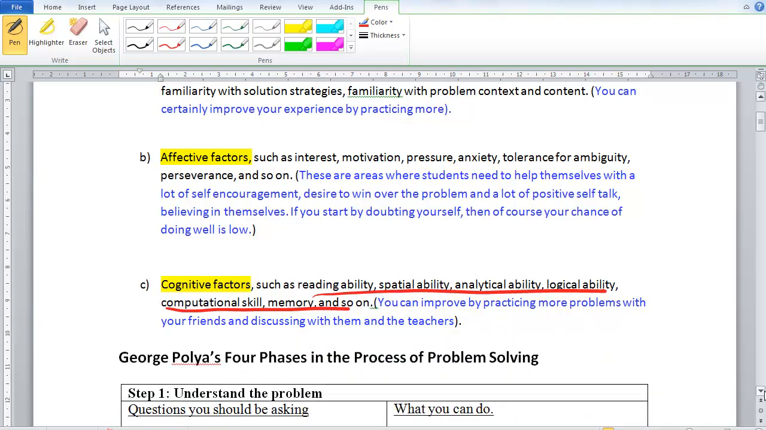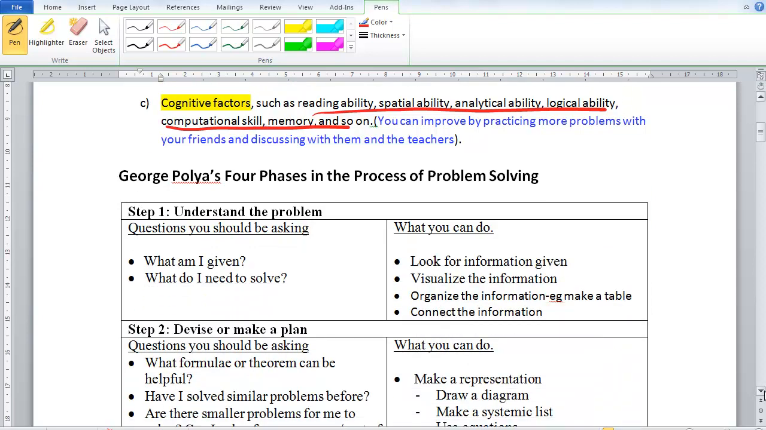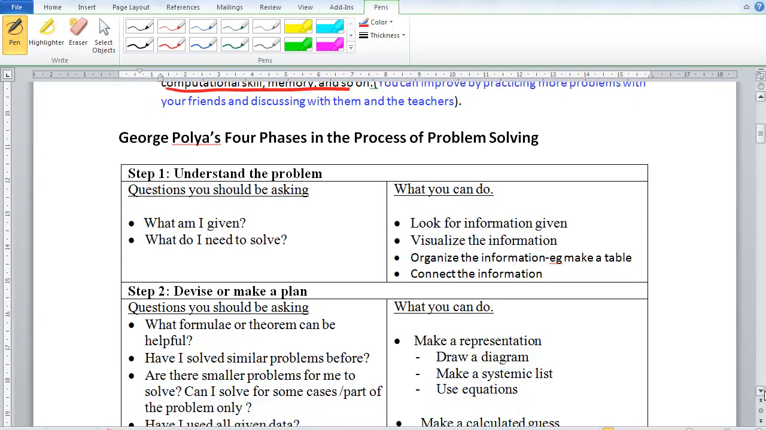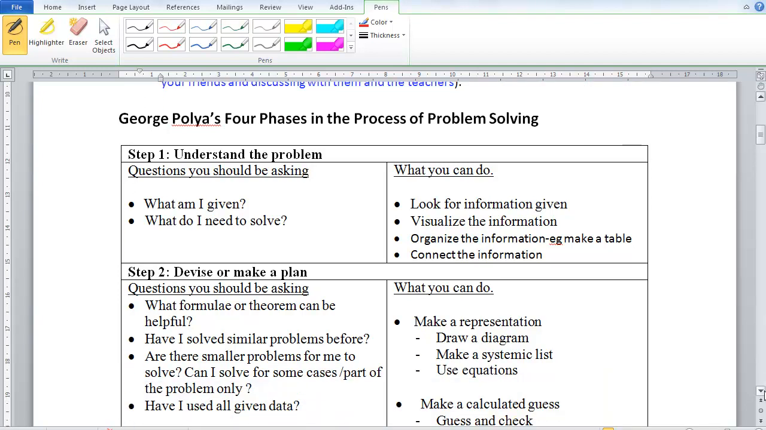Now, in problem solving, a very useful model is George Polya's 4 phases in the process of problem solving. Step 1 is understanding the problem. The questions that you should be asking yourself are, what am I given? What do I need to solve? What you can do is look for information given, read carefully, visualize the information, organize the information. Probably you can make a table, start writing some numbers down, and try to connect information together.